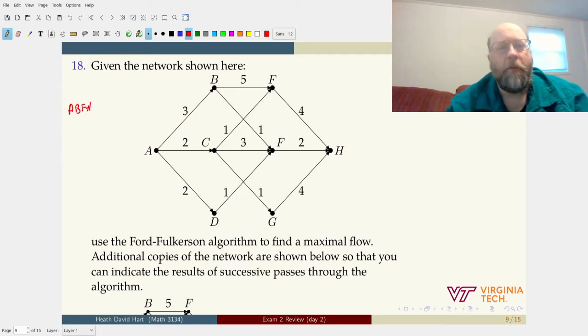And the bottleneck is 3. A to B is 3, B to F is 5, F to H is 4. So we can add 3 units along this path, and that can't get any more along that path.